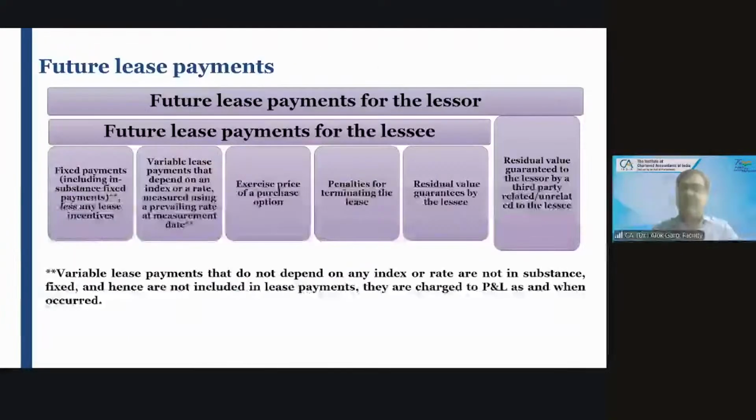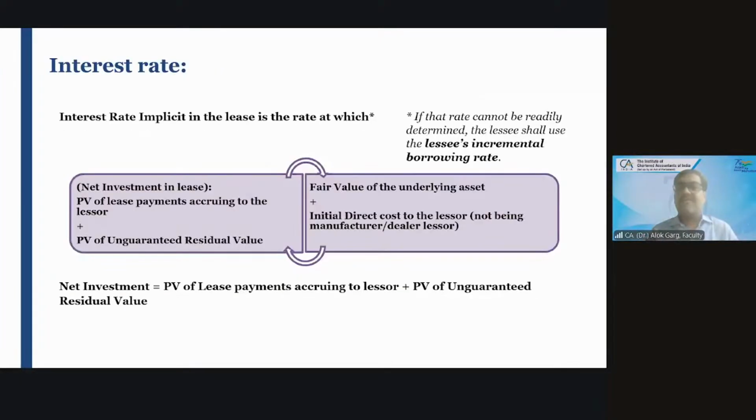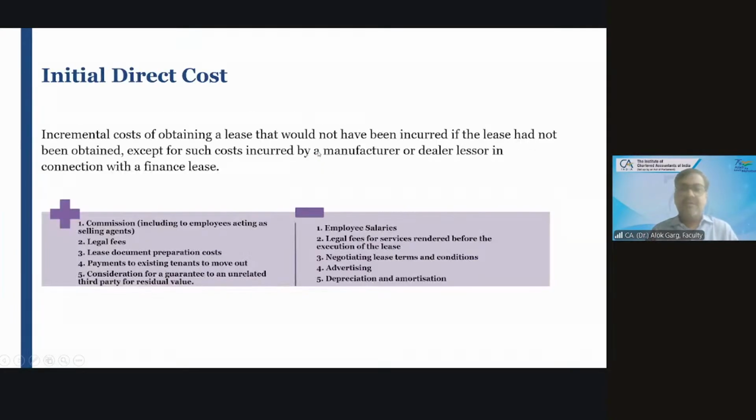So friends, then we covered the interest rate implicit in the lease. You remember IRR in the books of the lessor or IBR in the books of the lessee, right? If both are given, Chitra, IRR is also given and IBR is also given, then what will you consider? IRR, very good. First priority has to be given to IRR, the internal rate of return in the books of the lessor, right? But if it is not given, then you can go with IBR. Then we discussed initial direct cost. Ayush, what is meant by initial direct cost?